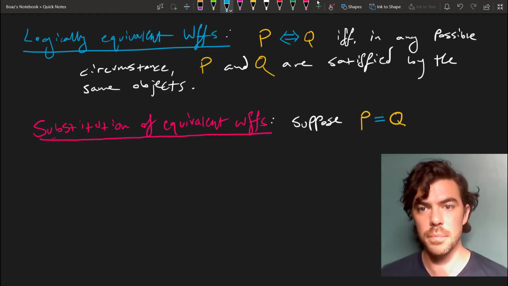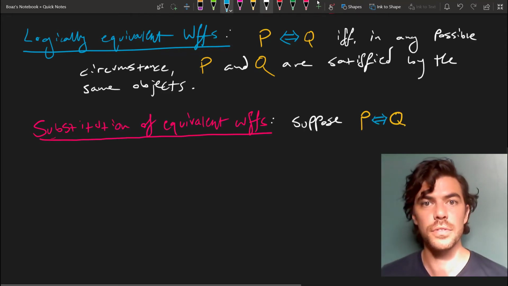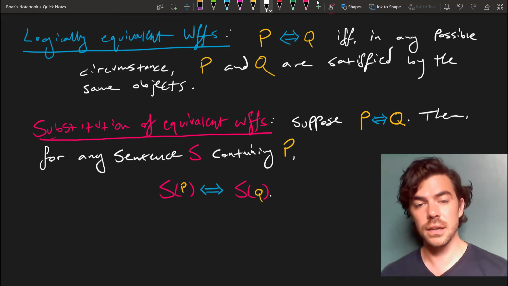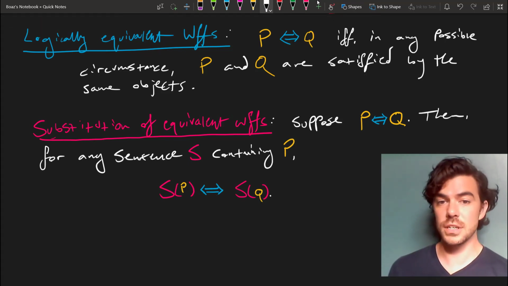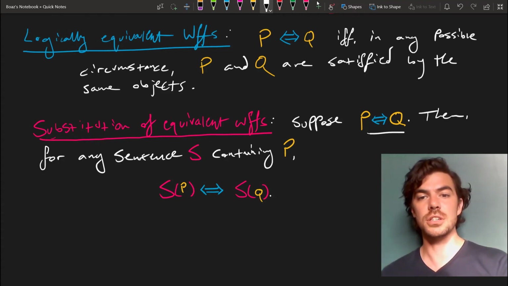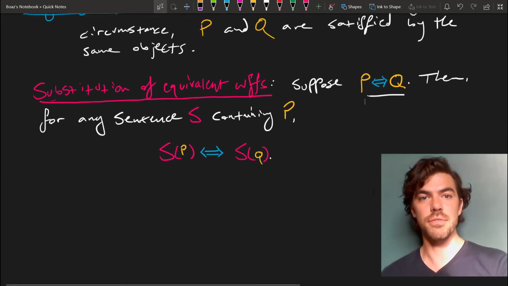So suppose that P is logically equivalent with Q. Then for any sentence S containing P, S(P) is satisfied just in case S(Q) is satisfied. And so we can substitute one or the other just so long as the two are logically equivalent. So this justifies what we did with our quantifiers above.